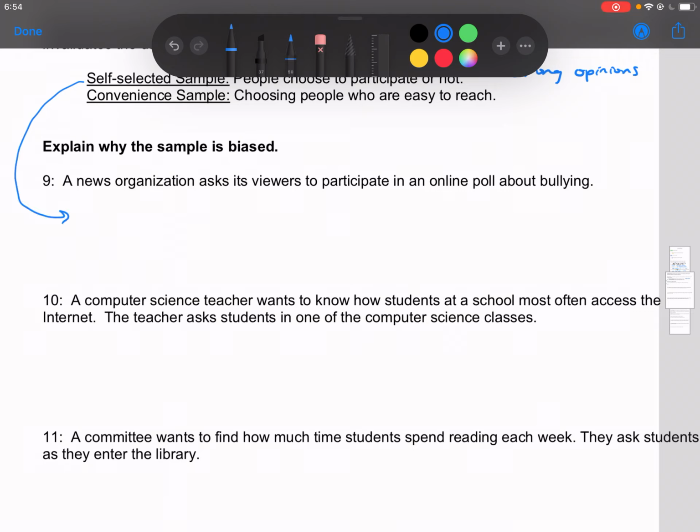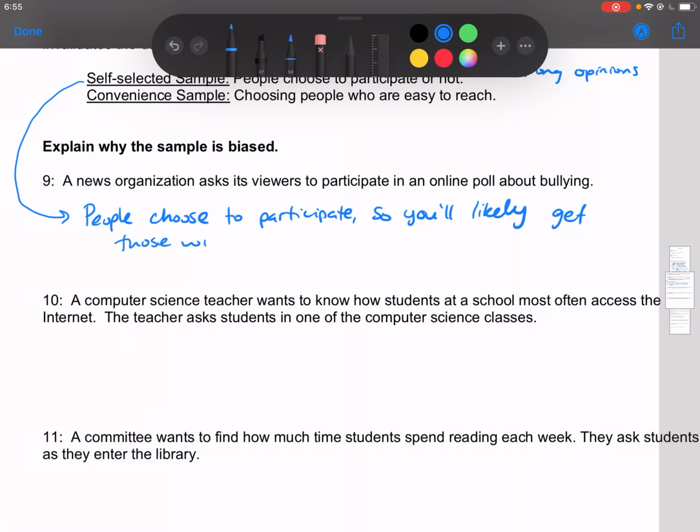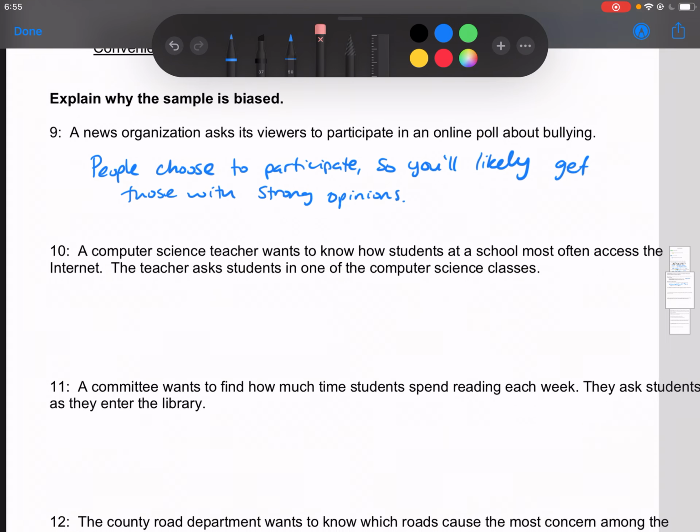Because it's self-selected, the reason it's biased is that people choose to participate. So you'll likely get those with strong opinions. You won't get the people that are more middle ground. So once again, that's an example of a self-selected sample. I also call it a voluntary sample sometimes.